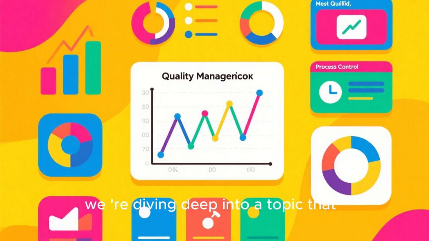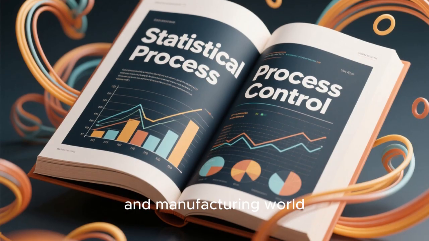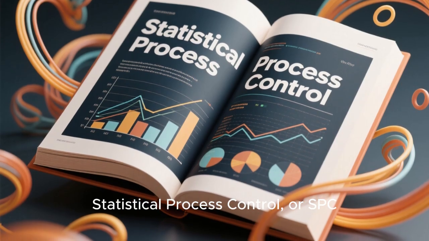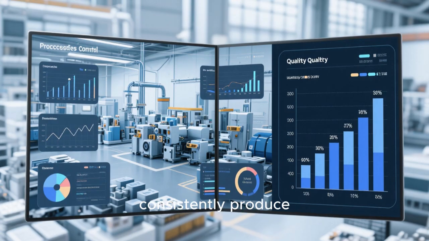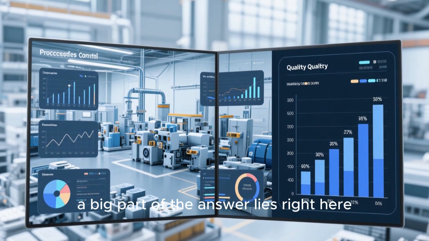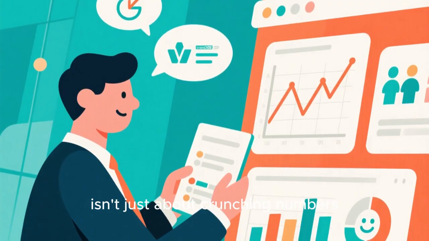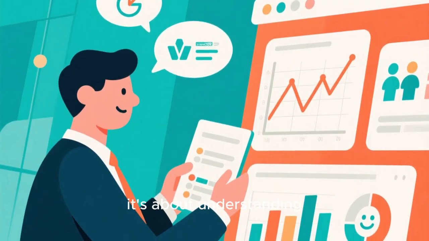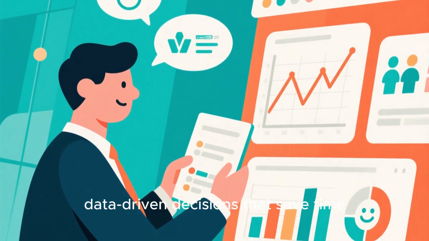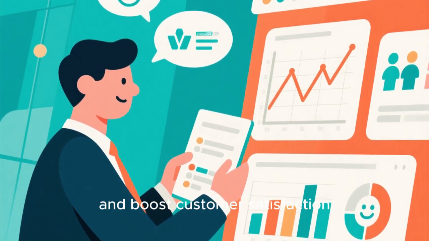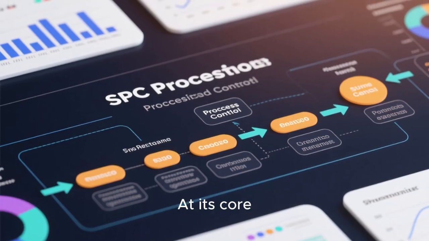Today, we're diving deep into a topic that is absolutely fundamental for anyone in the quality and manufacturing world: Statistical Process Control, or SPC. If you've ever wondered how top-tier companies consistently produce high-quality products, a big part of the answer lies right here. SPC isn't just about crunching numbers. It's about understanding the voice of your process, enabling you to make smart, data-driven decisions that save time, reduce waste, and boost customer satisfaction. So, what exactly is SPC at its core?